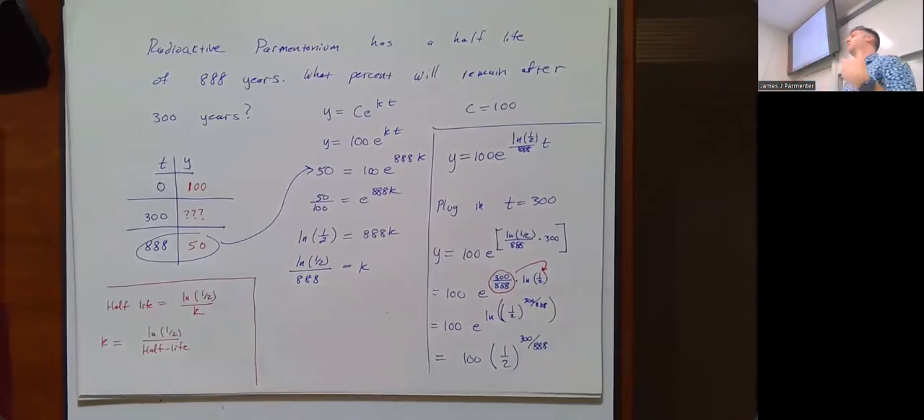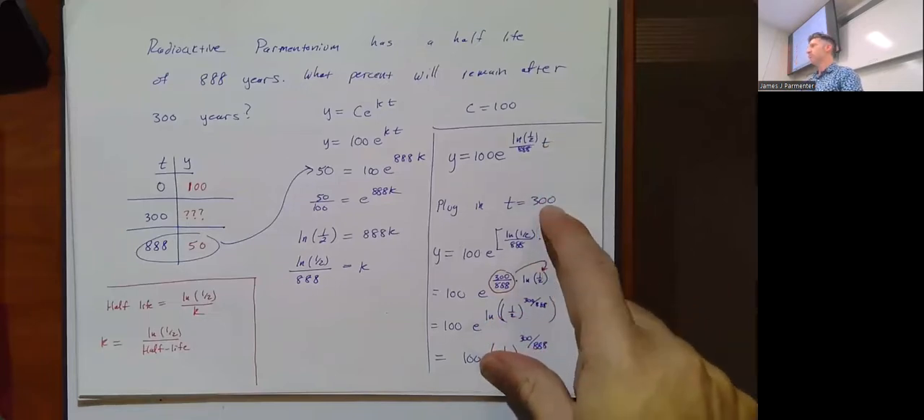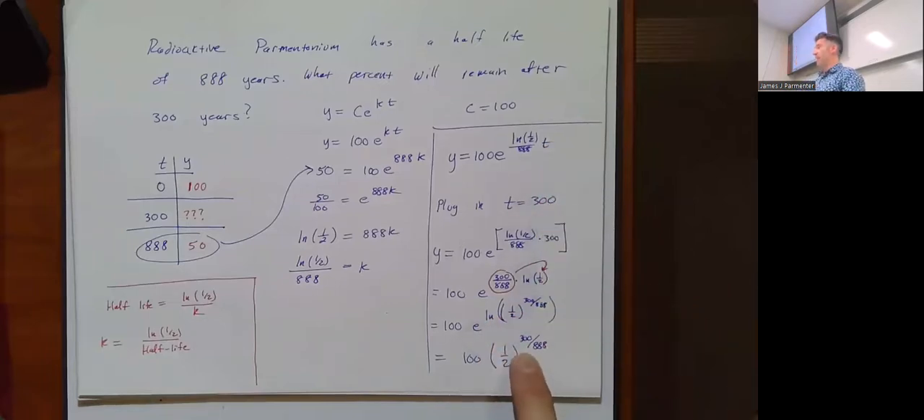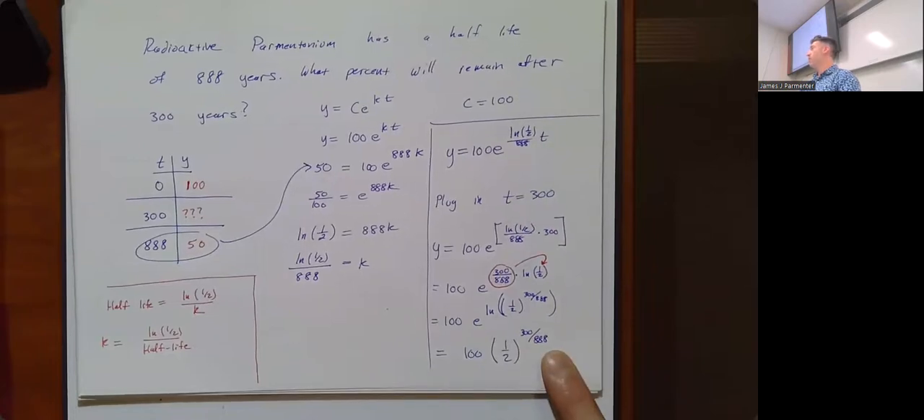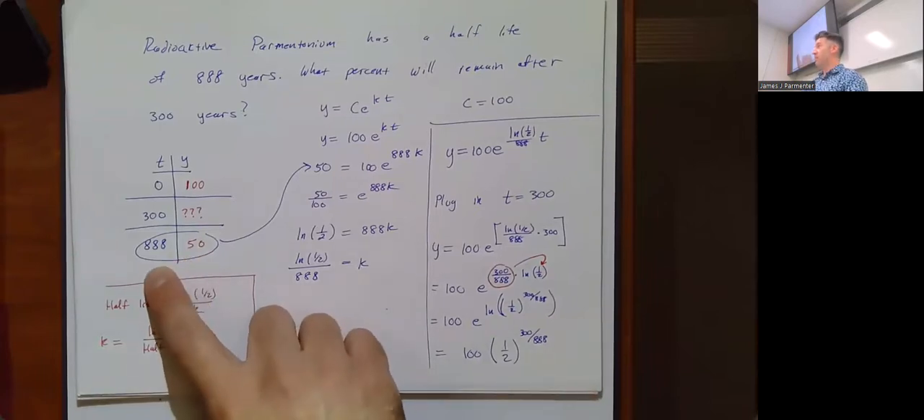Now let me point out how this makes sense. We plugged in 300 to find the amount, right? I didn't find the number because I didn't bring my calculator, and I don't want to do this on my phone. But let me ask you a different question. What if instead of plugging in 300, we had plugged in 888? What would we have as our power there? What's 1/2 to the first power? And I'm asking easy questions. What's 100 times 1/2? Which is how much we should have after 888 years.